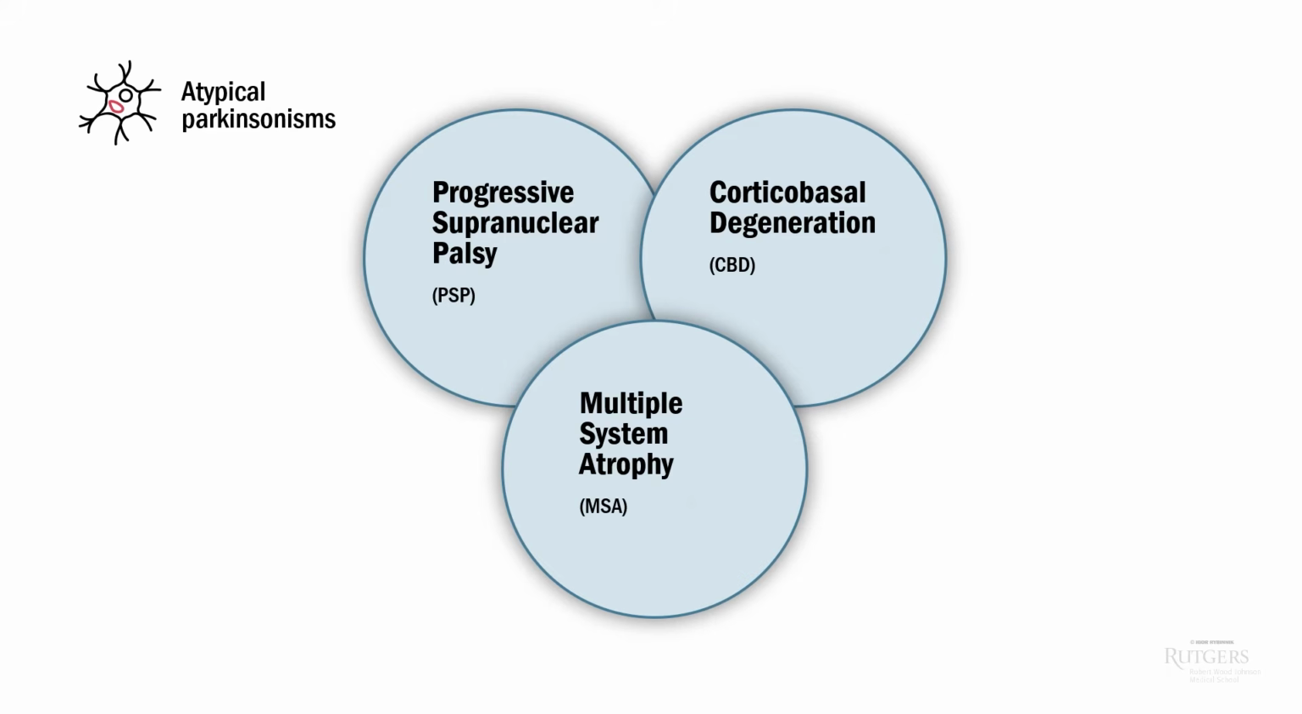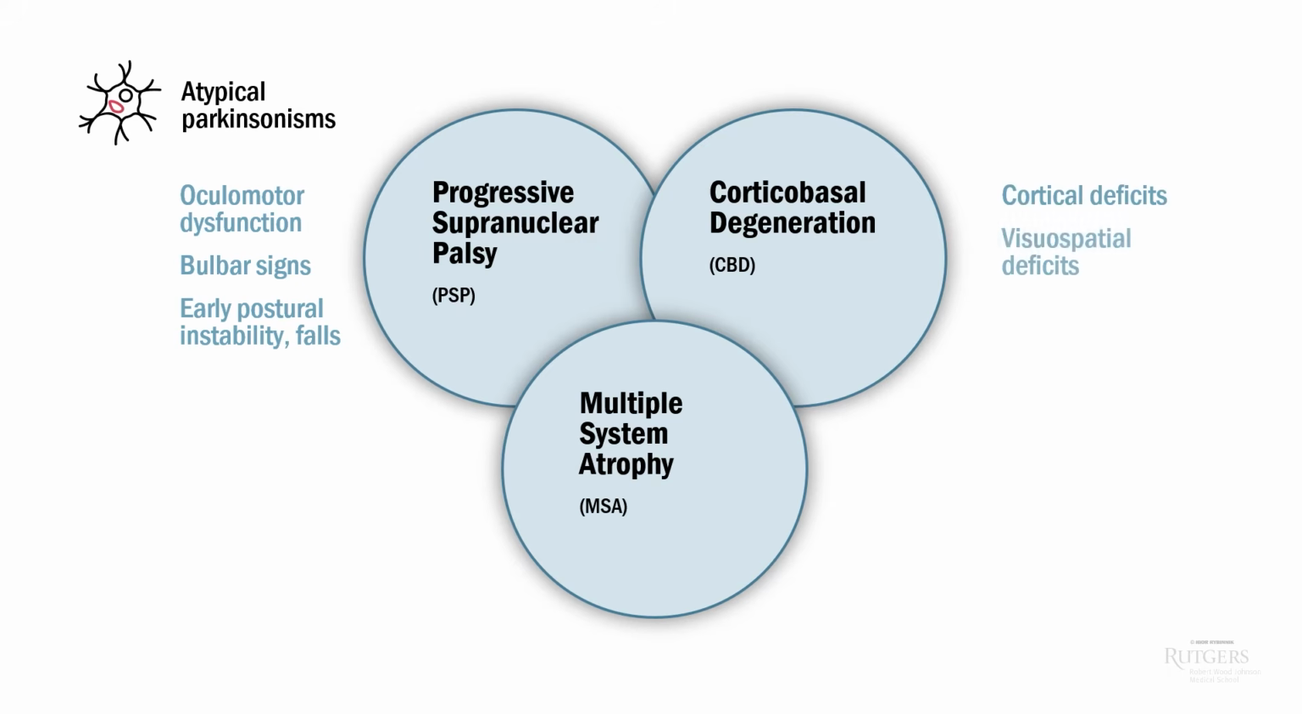Degenerate pathways modulating brainstem function, and the patient develops eye movement abnormalities and bulbar signs, and perhaps early postural instability and falls. That's consistent with PSP. Degenerate frontal and parietal lobes, and patients develop cortical and visuospatial deficits and behavioral personality changes. That's corticobasal degeneration.